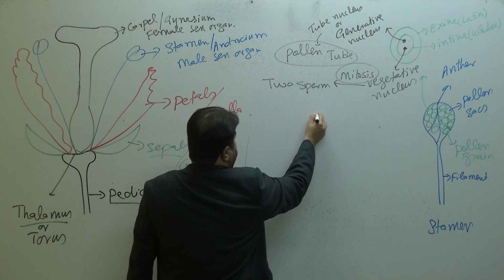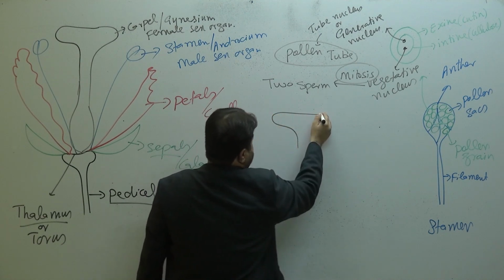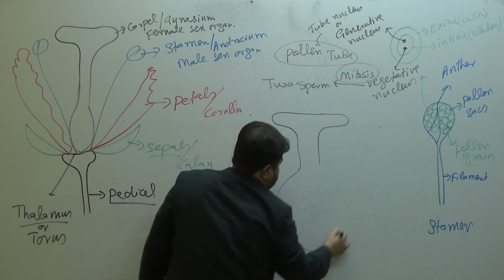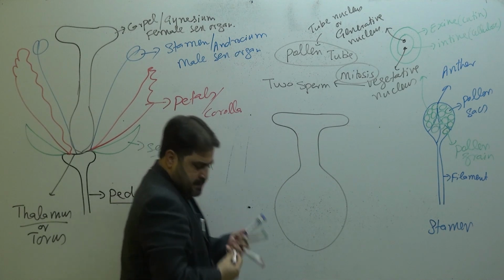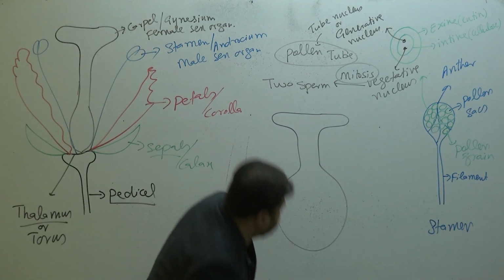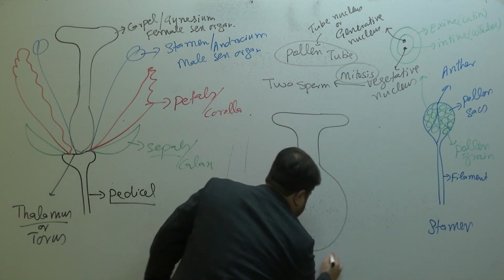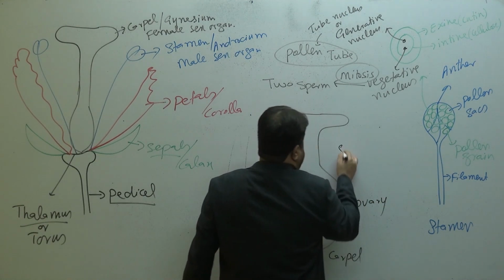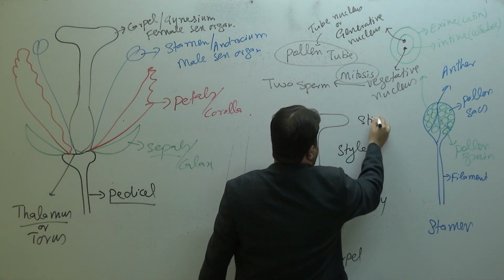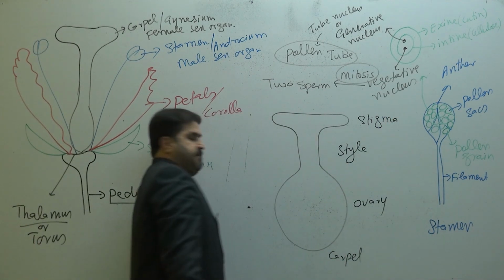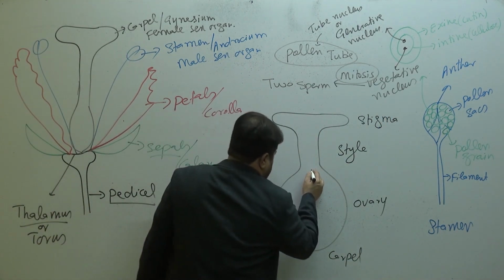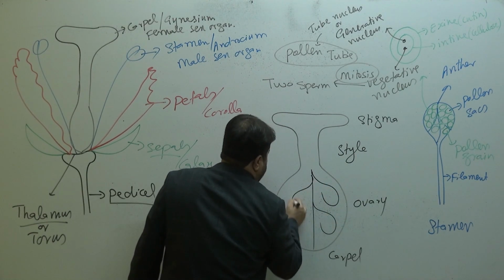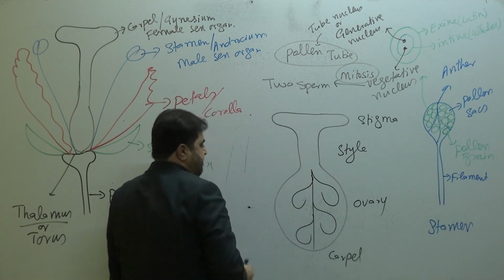Then after, there is the female sex organ, the carpel, and it consists of three parts. One is called the ovary, the second is called the style, and the third is called the stigma. Ovary, style, and stigma. Inside the ovary, there is an ovule present. And the number of ovules depends upon the number of seeds in a fruit.